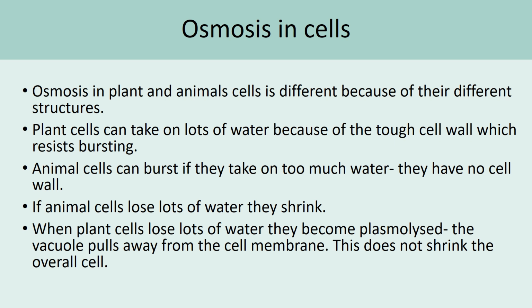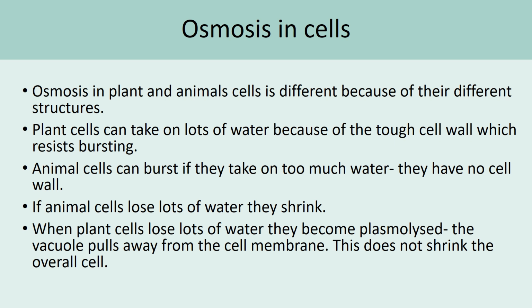So osmosis in plant and animal cells is different because they've got different structures. You might be able to think about what that structure is that is going to have that effect on water moving in and out of the cell. Plant cells can take on a lot of water because they have a cell wall, which is the structure I was referring to, so they don't burst. In animal cells, if you put in too much water, they do burst.